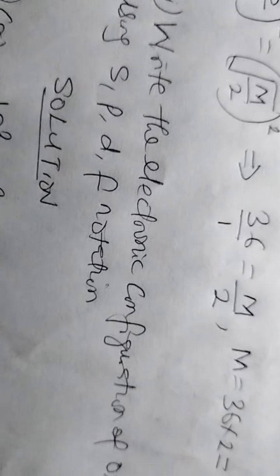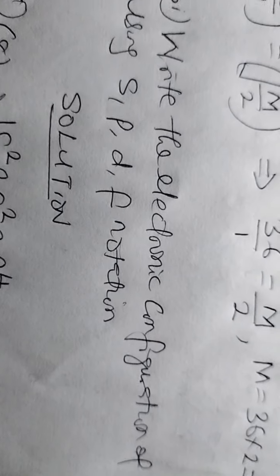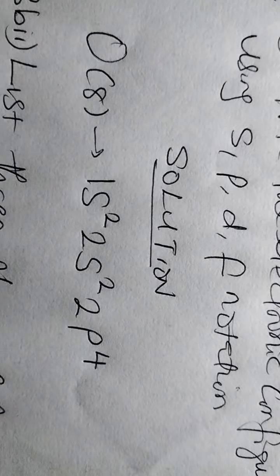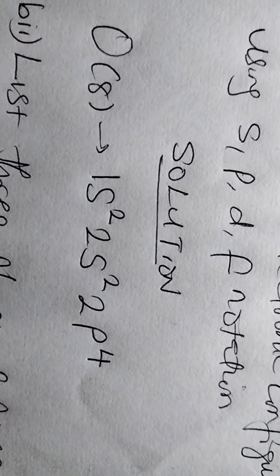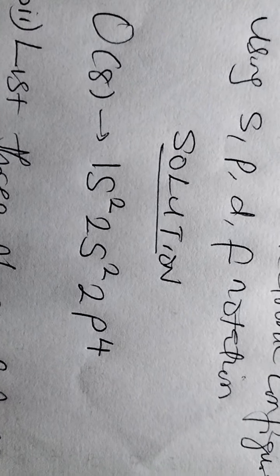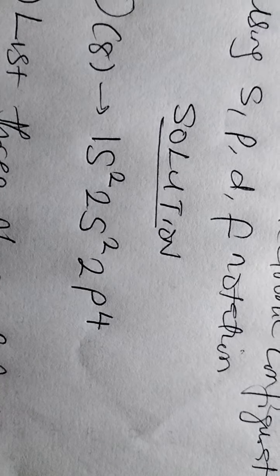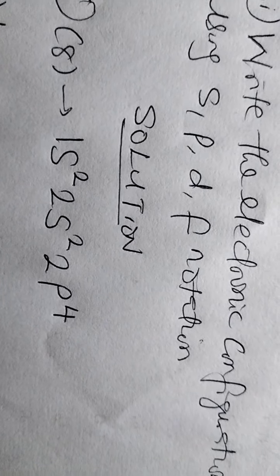3bi says write the electronic configuration of oxygen using the SPDF notation. We'll have it over there. The solution: oxygen, whose atomic number is 8, is 1s2, 2s2, 2p4. That's the right answer to that question.